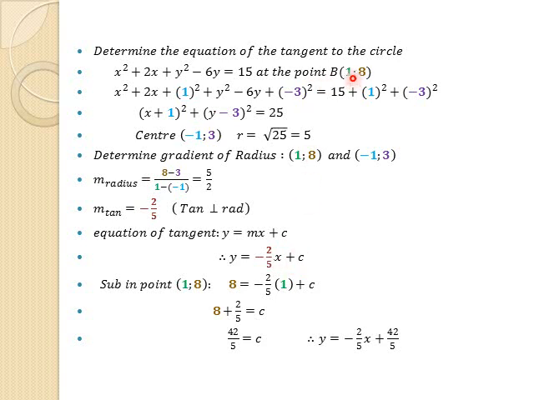The point on the tangent is (1, 8). So this states that y is 8 when x is 1. So that becomes negative 2 over 5. If I bring it over, 8 plus 2 over 5. Right? 8 plus 2 over 5 would give me 42 over 5. So the equation is y equals minus 2 over 5 x plus 42 over 5.